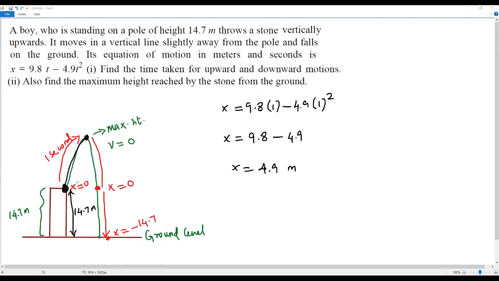To get the maximum height reached by the stone from the ground, we have to add the height of the pole to the distance we got over here. So the maximum height reached by the stone from the ground is equal to this distance from the top of the pole to the maximum height, that is 4.9, plus the height of the pole, 14.7. When I add them, I am getting 19.6 meters. So the maximum height reached by the stone from the ground is 19.6 meters.